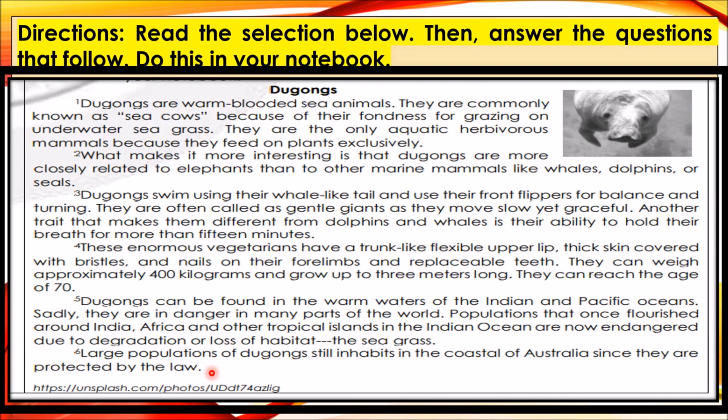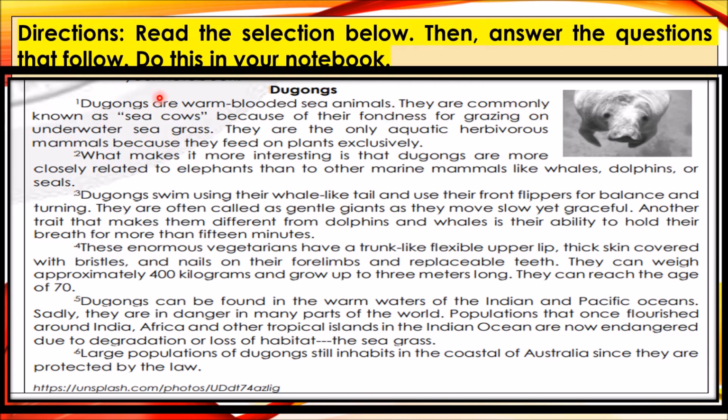Okay, it's your time to read now. Okay, again, let's read this one. All together, please. Dugongs. Dugongs are warm-blooded sea animals.